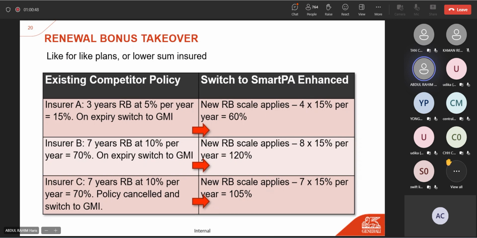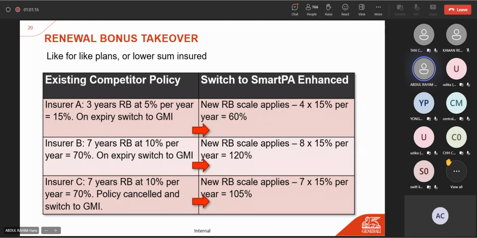Okay, second example. This is for 7-year policy. It means on the policy, there is already 70% renewal bonus. So you manage to convince your customer as well to switch over. So when they renew, they will get the 8th year renewal bonus, correct? So we will give them the 8th year renewal bonus times 15%. That means it will be the maximum 120% already on the policy when they switch over.